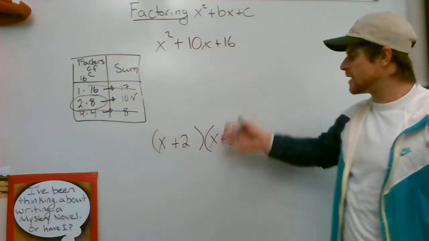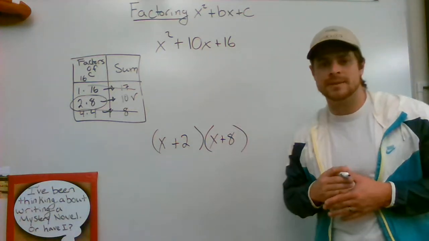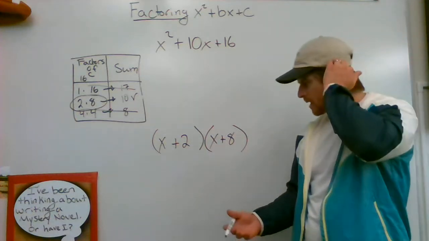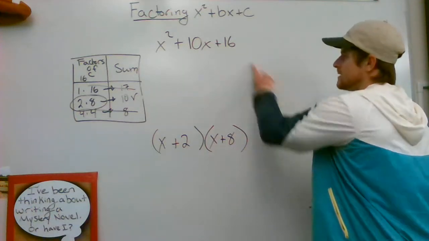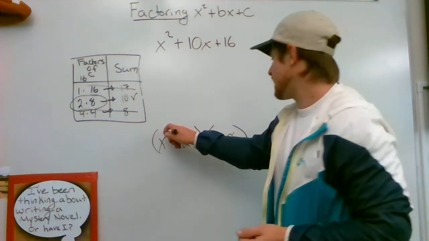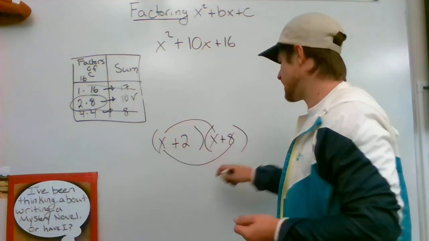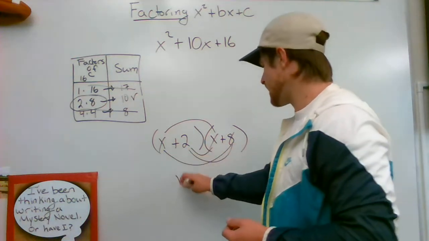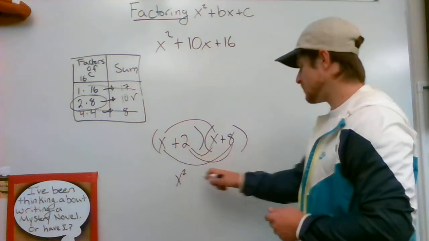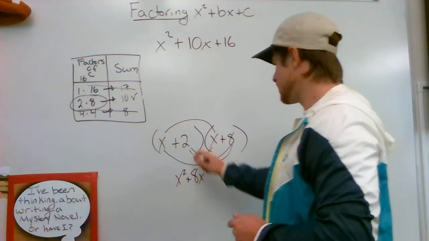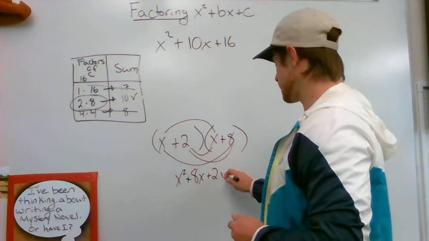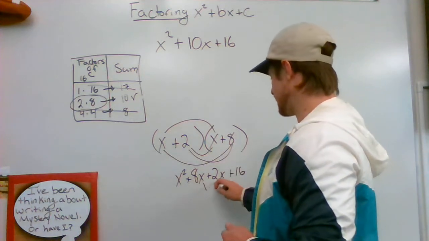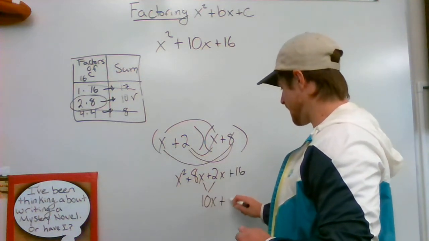I have factored this trinomial, and I can prove that it's done correctly because now I can go back in time. Remember when we learned the FOIL method or distributive property or using a table? If I multiply these together, that's what that will end up being. First, outside, inside, last. Let's do the FOIL method. X times x would make x squared. X times 8 would make 8x. 2 times x would make 2x. And 2 times 8 would make a 16. Add those together, and we get 10x.